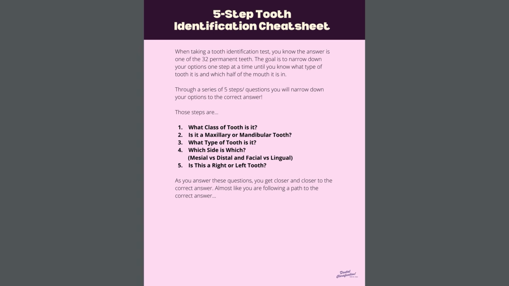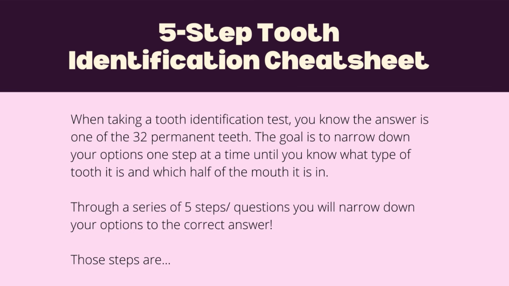So the 5 steps to identifying a tooth. When you're taking a tooth identification test, you know the answer is one of 32 permanent teeth. The goal is to narrow that down so that you find the correct answer. So one step at a time, we're going to get you down to one type of tooth and which half of the mouth it's in. And it's going to be done through a series of 5 steps or questions to help you narrow down your options to the correct answer.